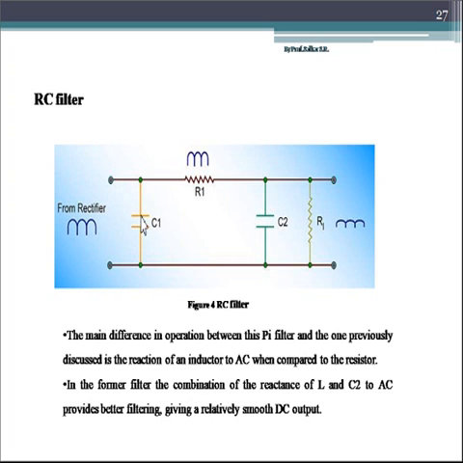C1 bypasses AC to the ground and blocks the DC. Now when C1 blocks DC, this happens while the charging of C1. Now when C1 starts to discharge, it gives its stored DC signal to the resistor R. So this DC signal passes through the R.